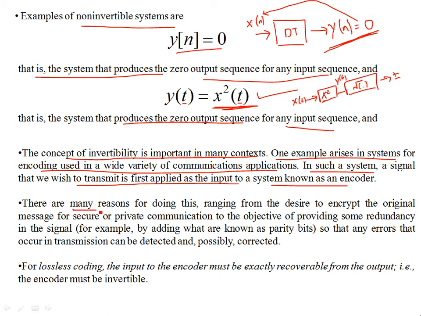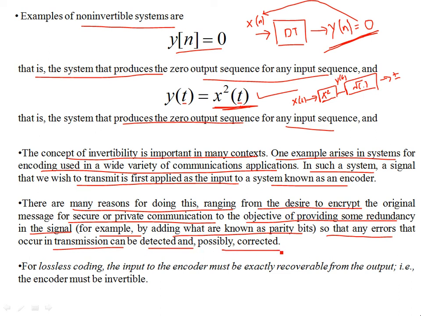So there are many reasons that you are going to give your data to an encoder. These range from the desire to encrypt the original message for secure private communication to the objective of providing some redundancy in the signal. So you might, for example, add what is known as parity bits. You add more samples or bits to the sequence or the signal, and this in turn helps in recovering from errors, so that any errors that occur in the transmission channel can be detected and possibly corrected.